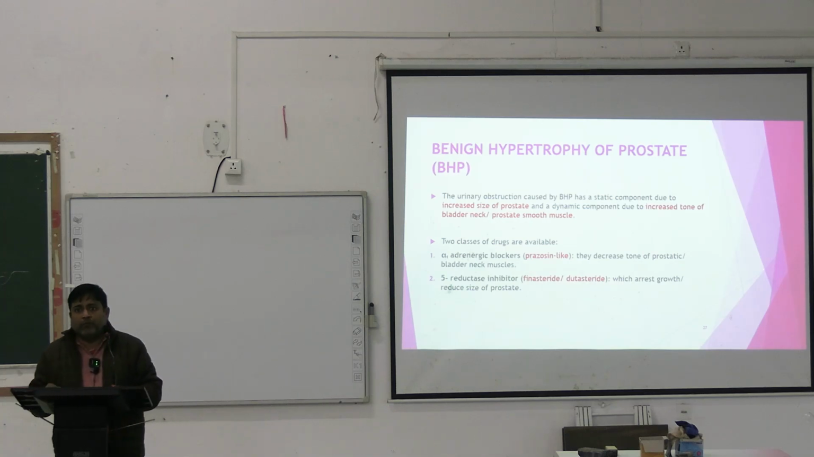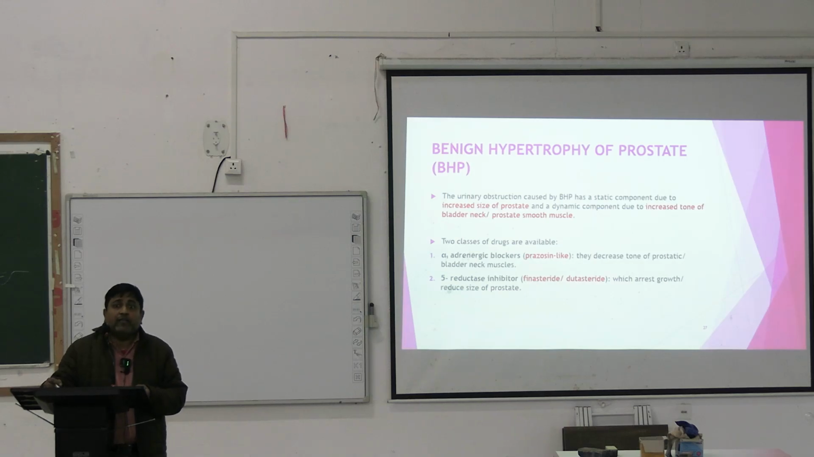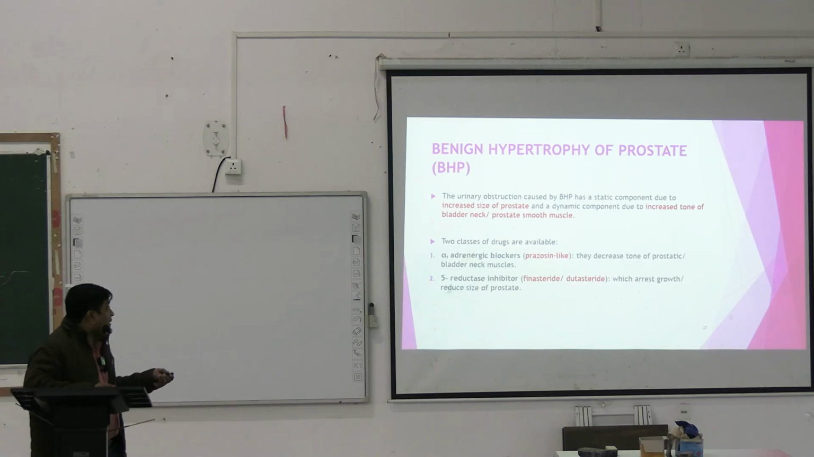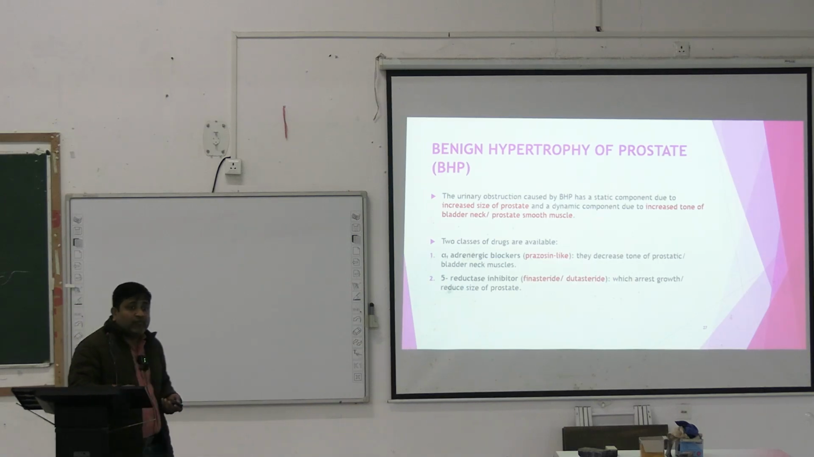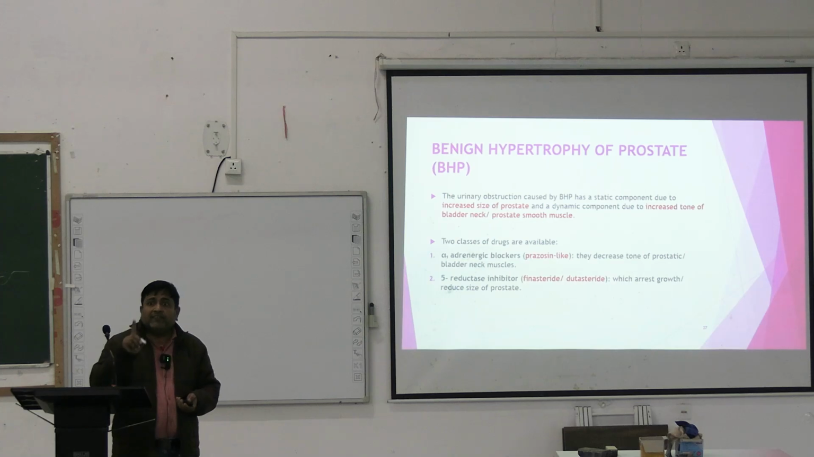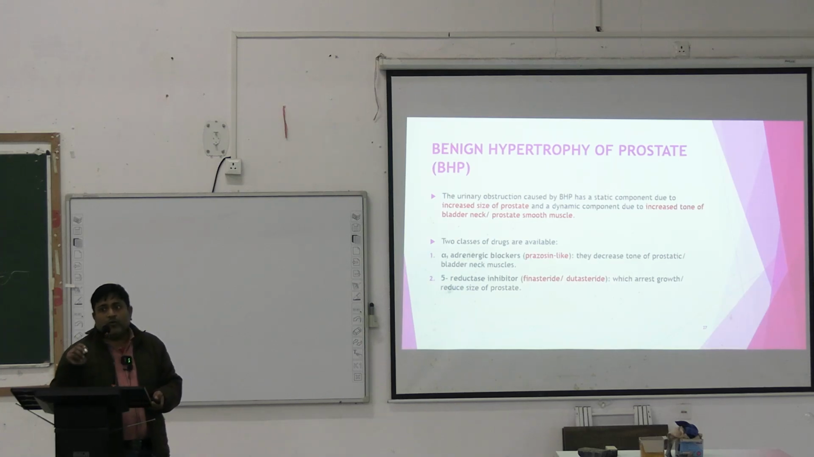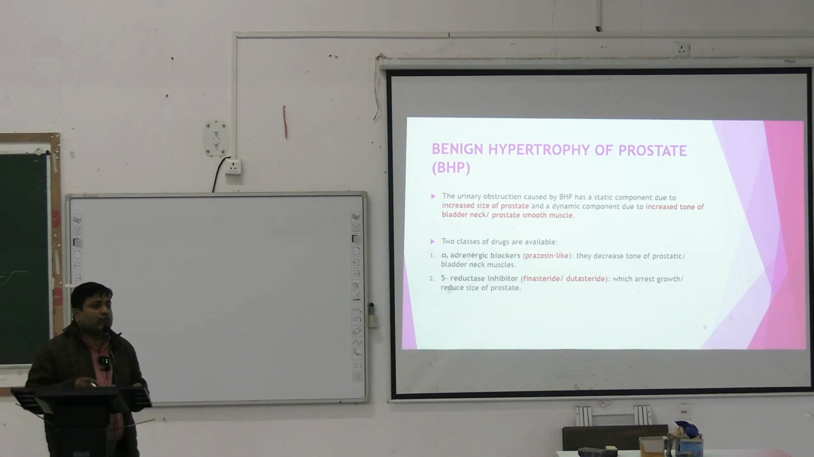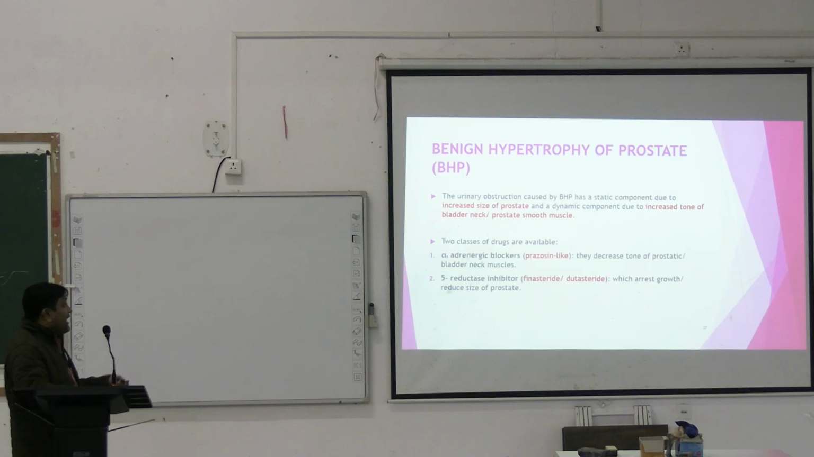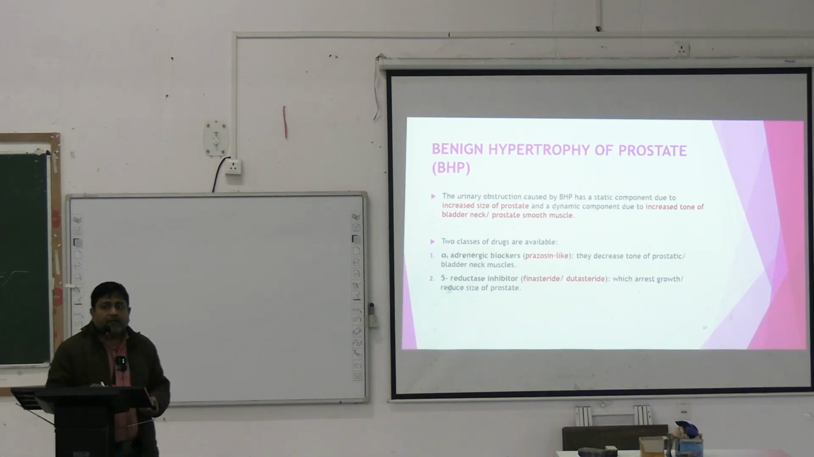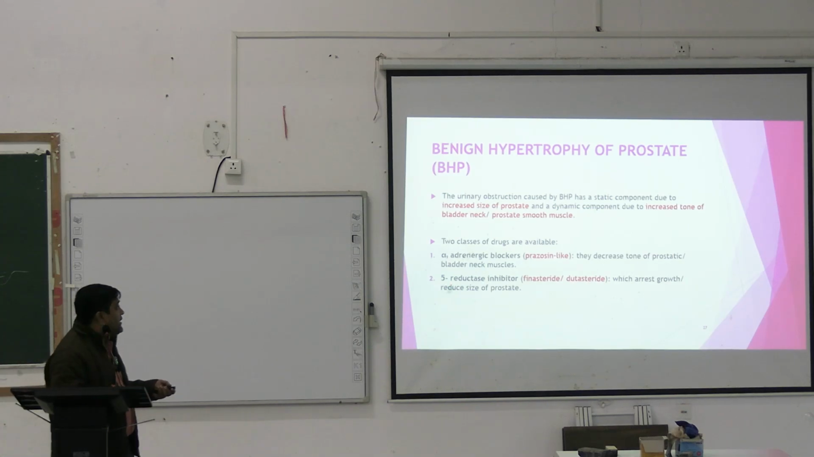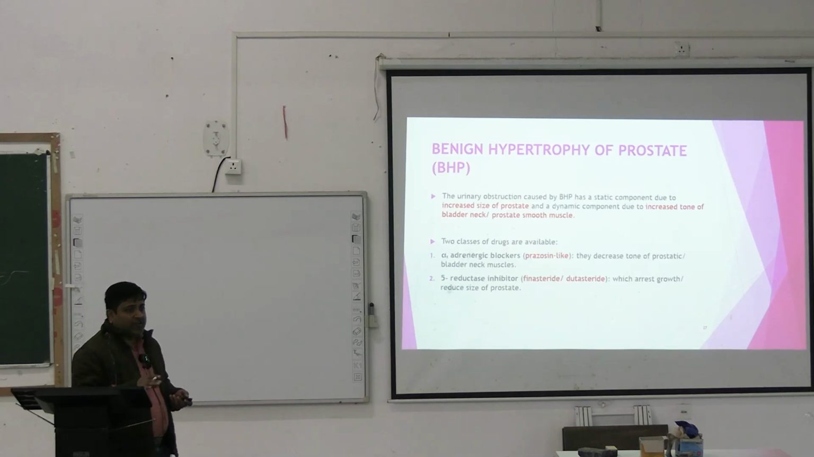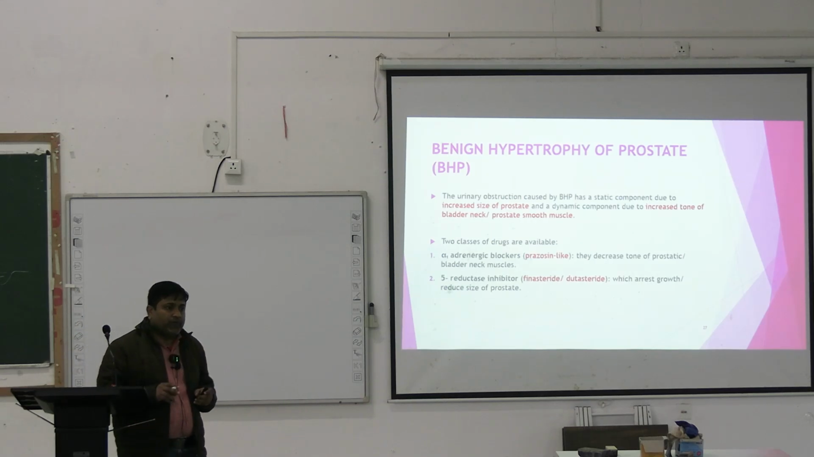Number 2, the dynamic component. The smooth muscle in the bladder base and in the prostatic tissue, the tone is increased, and as a result urinary obstruction occurs. Now alpha-1 adrenergic blockers like Prazosin, they basically counteract the dynamic component. They decrease the tone of the smooth muscle in bladder base and in the prostatic tissue and increase the flow of urine. While 5-alpha reductase inhibitors like finasteride, dutasteride, they arrest growth or size of the prostate and they basically counteract the static component.